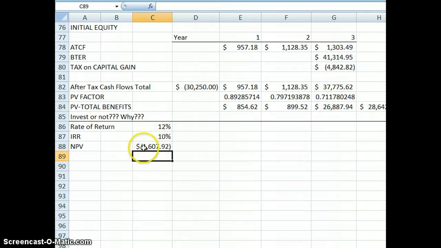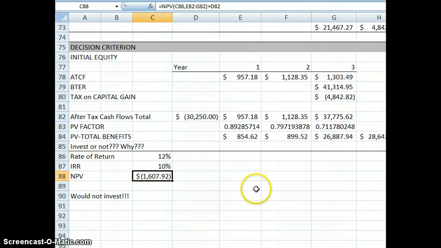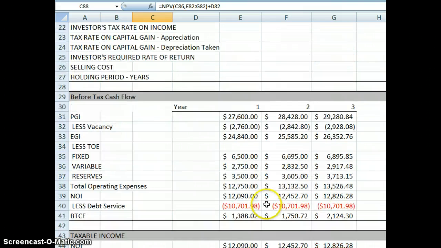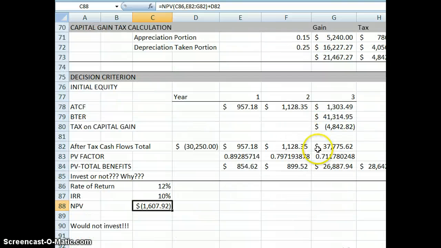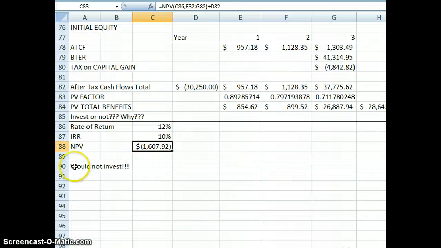And as you can see, that is a negative number. So we would not invest. The main reason being your IRR is lower than your rate of return, and then also your NPV is below 0. So that is the main reason, and that is it. So this was Matt McCarthy, and I would not invest.